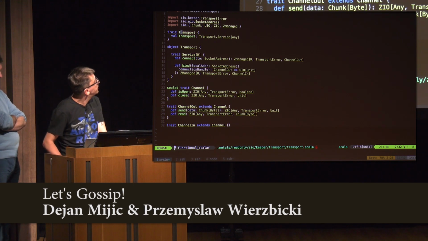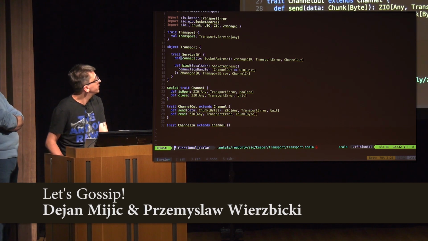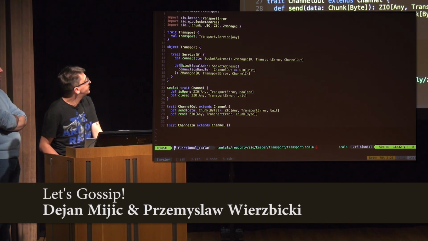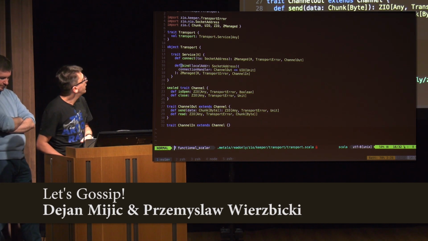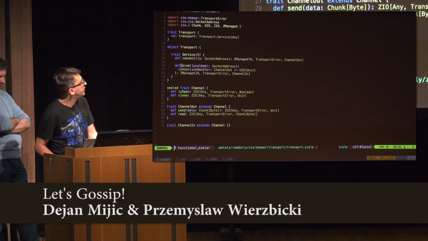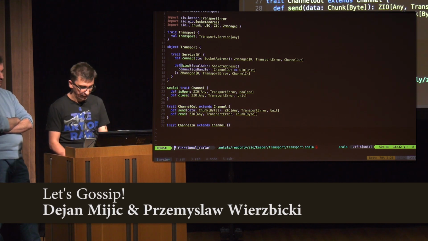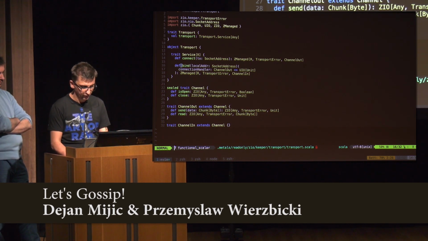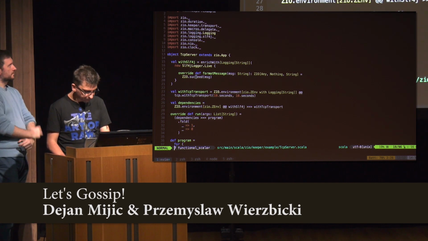So the interface consists of two methods. One is connect, which takes the address, and the other one is bind, which takes the address and the connection handler, which is the function that pretty much defines what you're going to do with the connection when it's accepted. Okay, so this is our TCP server.